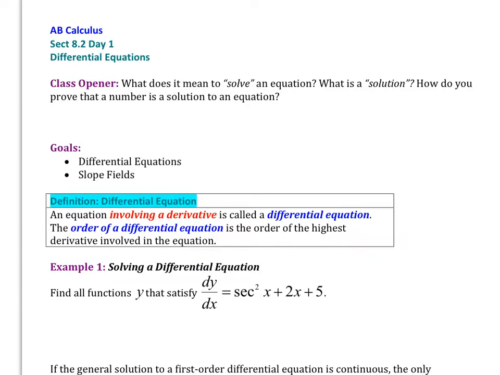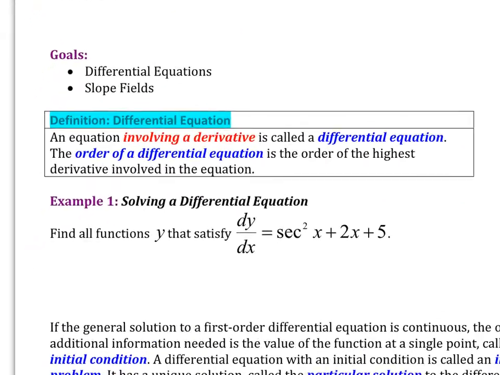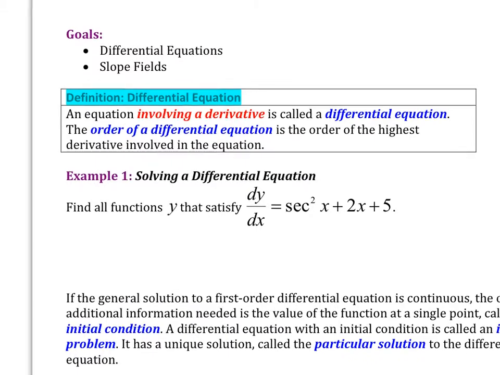Alright, 8.2, day number 1, differential equations. Today's goals are going to be differential equations and slope fields. So let's read this definition of differential equations. An equation that involves a derivative is called a differential equation. The order of a differential equation is the order of the highest derivative involved in the equation.